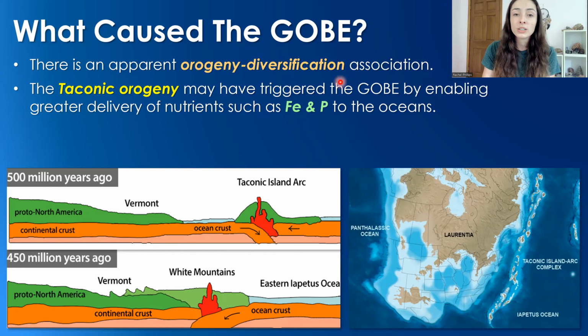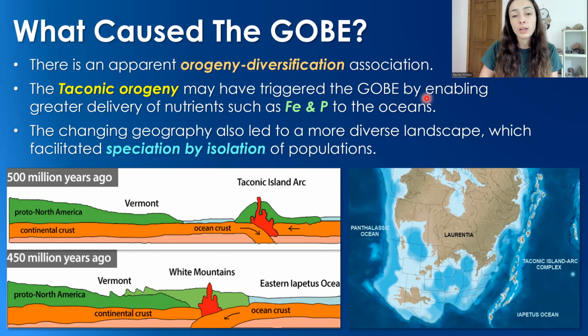And this may have triggered the GOBE, or contributed to triggering it, by enabling a greater delivery of nutrients like iron and phosphorus to the oceans, which would have, like the higher CO2 levels, contributed to greater primary productivity and oxygen production and food production for animal life. The changing geography due to the tectonic orogeny and other tectonic events going on at this time would have also led to more diverse landscapes and also speciation by isolation of populations, like I talked about on the previous slide as well.